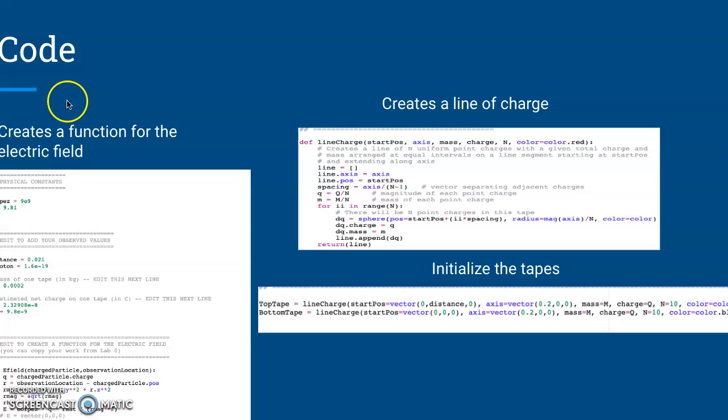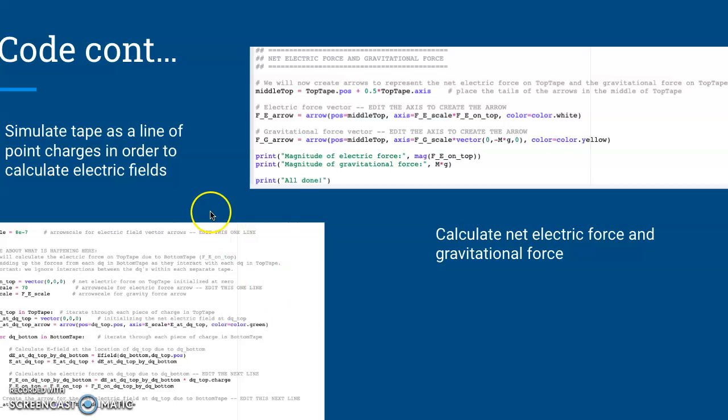Here is a snapshot of the code that I created in order to create the computational model. First, we create a function for the electric field. Then, we create a line charge by iterating over a for loop. Then, we initialize the tape, a top tape and a bottom tape, in order to show that these two would interact and create the charge. Next, we simulated the tape as a line charge in order to calculate the electric field by again iterating over a for loop. Finally, we calculated the net electric force and gravitational force and returned these two values.